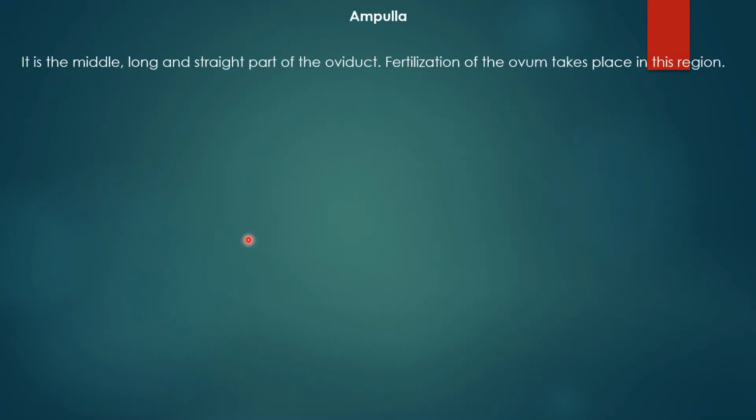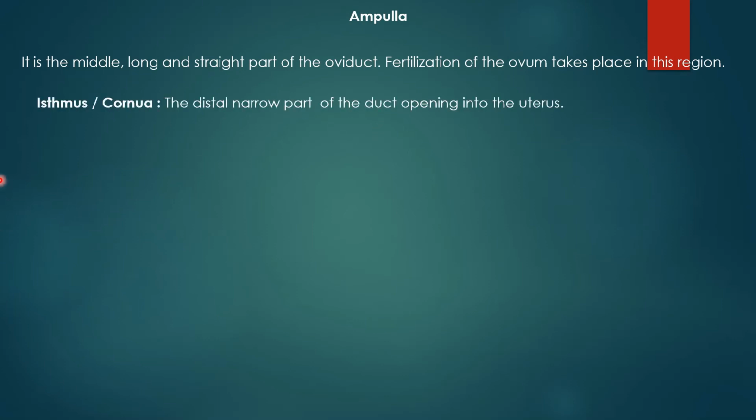Ampulla. It is the middle, long and straight part of the oviduct. Fertilization of the ovum takes place in this region. Always remember, fertilization of the egg and sperm takes place in the ampulla region. Next part is the isthmus or cornua. The distal part, distal means always at the end, of the duct opens into the uterus.